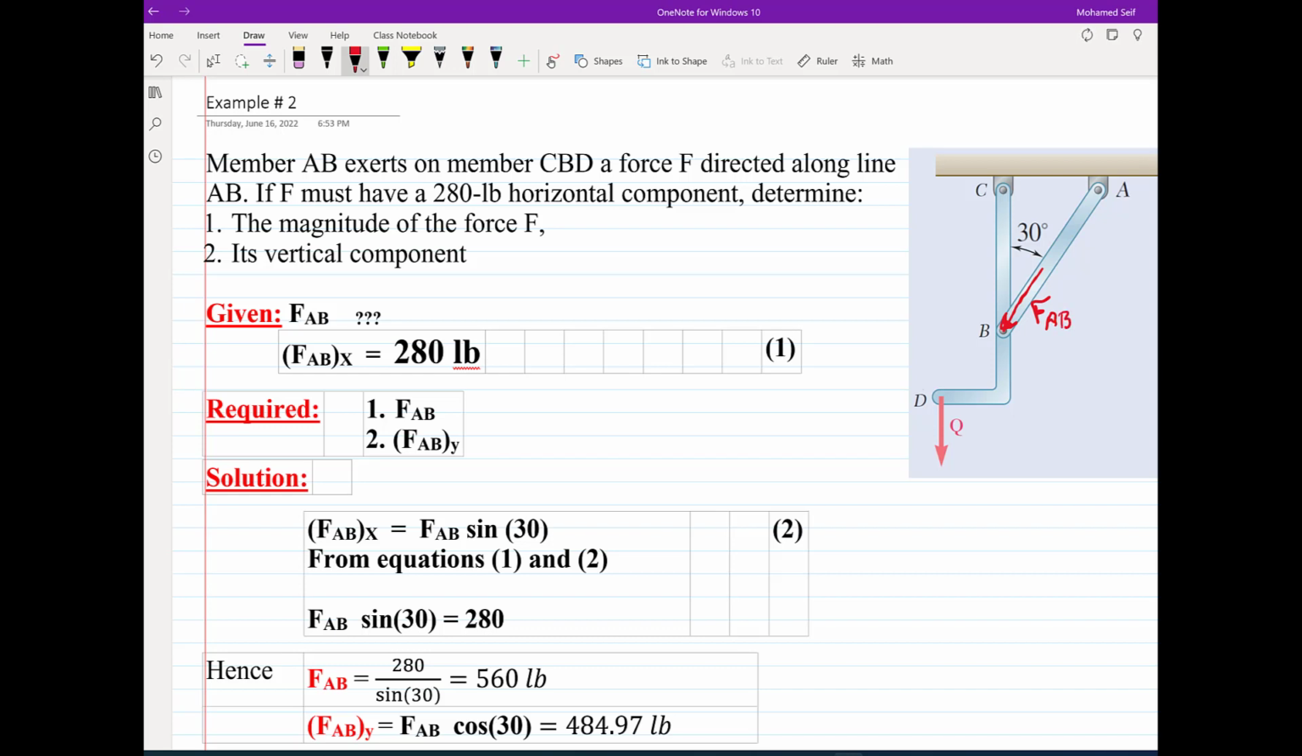So it means this is FAB, and this FAB is making 30 degrees with the vertical.